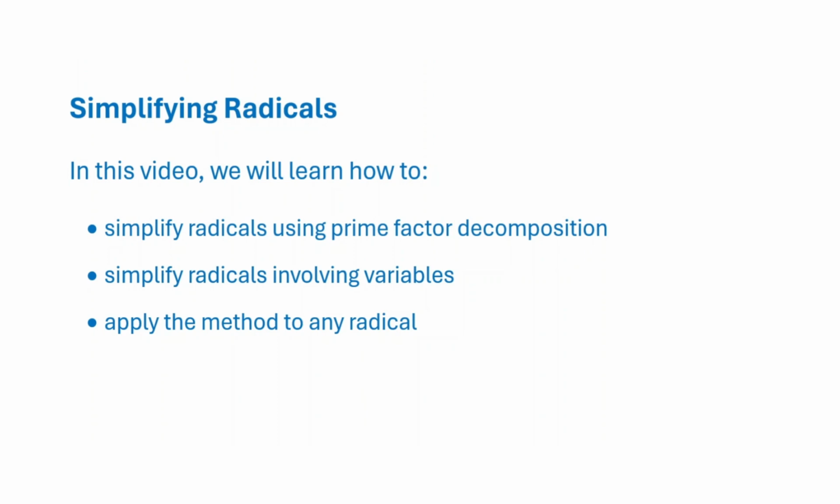In this lesson, we're going to learn how to simplify radicals using prime factor decomposition. We'll begin with square roots, then move on to cube roots and higher roots, before looking at examples involving variables. By the end of this lesson, you'll be able to apply the same method to any radical.